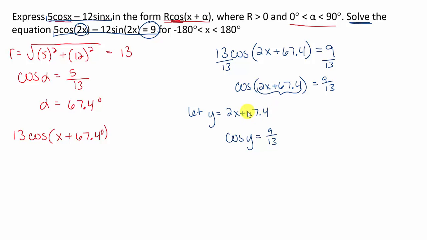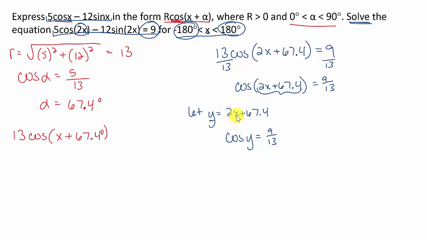But we need to make sure that we're going to be able to end up in the domain that's given here. So remember, when we do this, we always adjust our domain based on y. So this domain is based on x. So to get a domain based on y, I take these x values of negative 180 and 180, and I plug them in here for x.